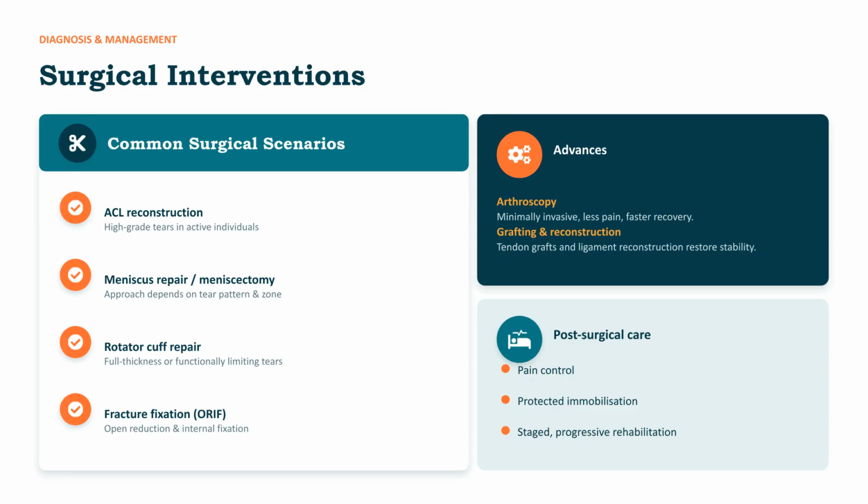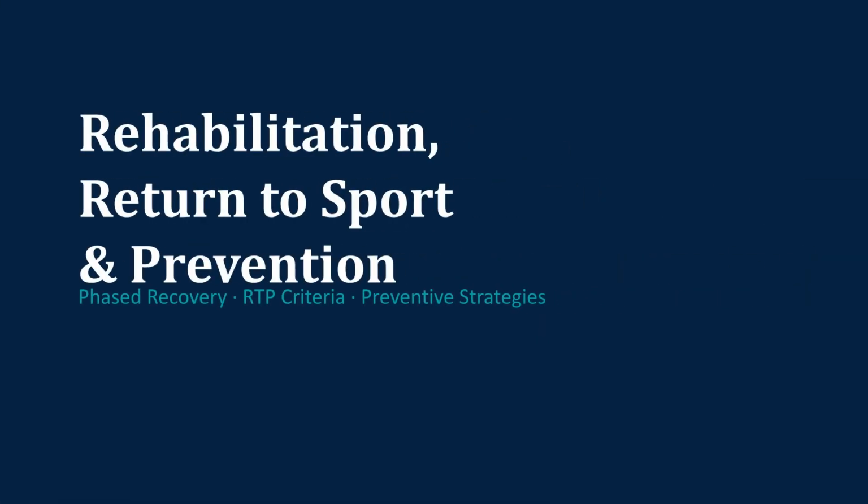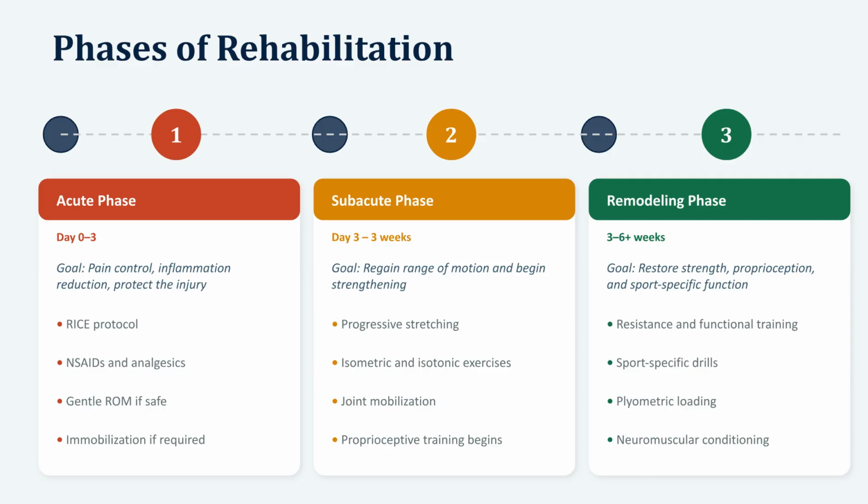Post-surgical care involves pain control, protected immobilization initially, and then staged progressive rehabilitation. Surgery alone doesn't fix the problem. Rehabilitation after surgery is what gets the athlete back. We now transition to the final section, focusing on rehabilitation, the criteria for returning to sport, and effective prevention strategies.